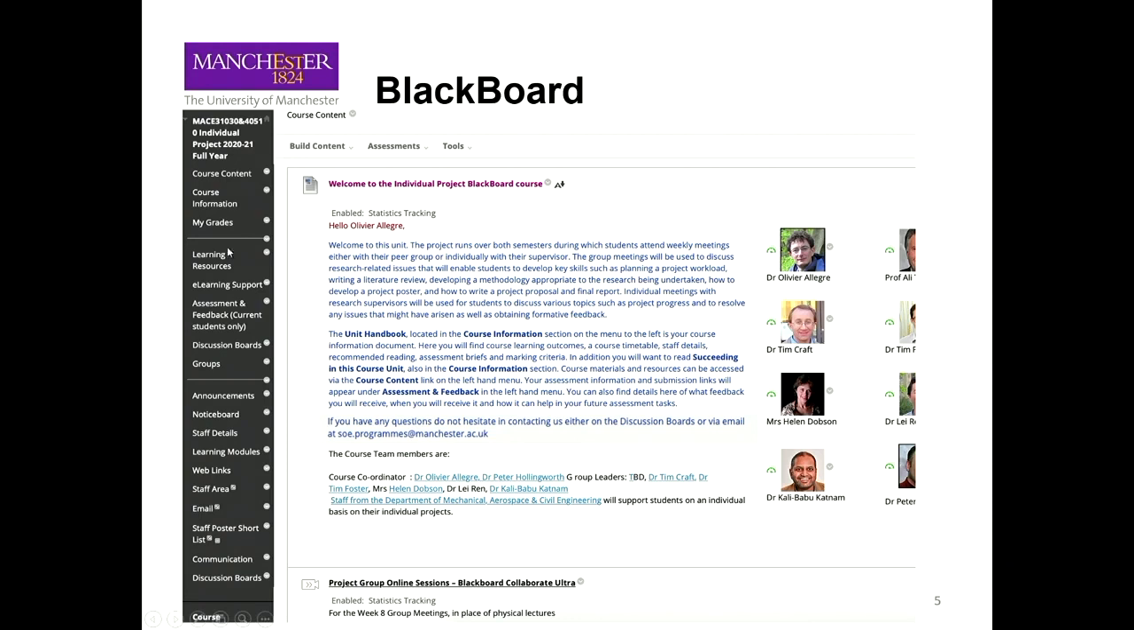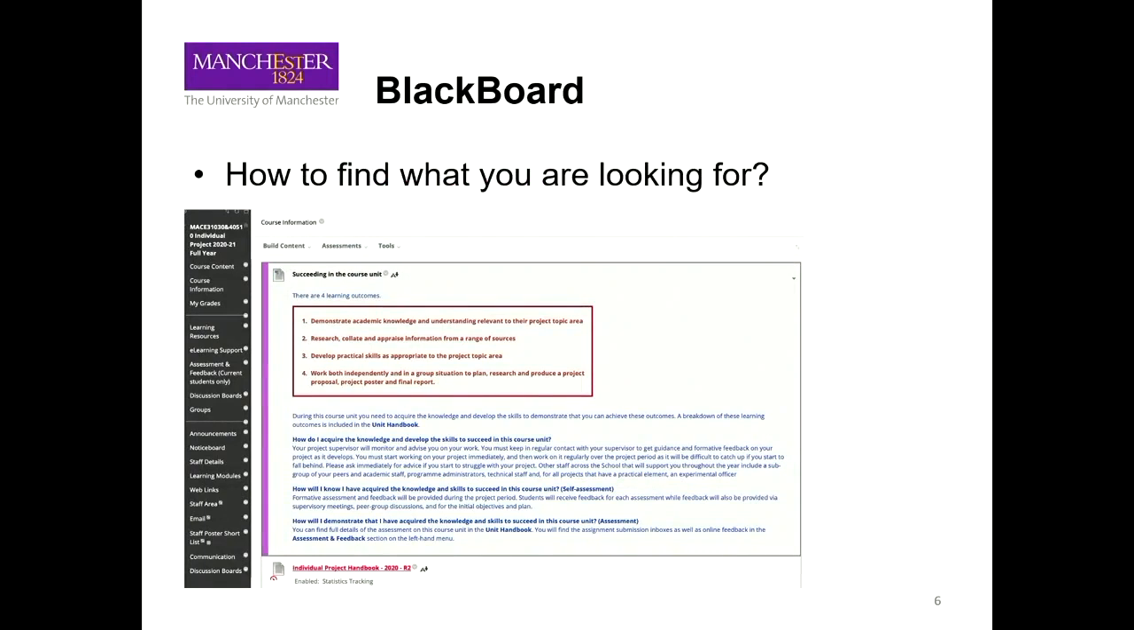Right, and some more links at the bottom of the front page. There's a lot of important stuff on the left-hand side in these tabs. For example, if you click on the course information, you will see the learning outcomes. This comes from the unit specifications, learning outcomes, and the project handbook.